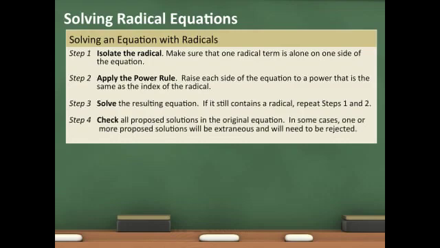Step 2 is to apply the power rule. This means to raise each side of the equation to a power that is the same as the index of the radical. Step 3, you solve the resulting equation. If the equation still contains a radical, then repeat steps 1 and 2.